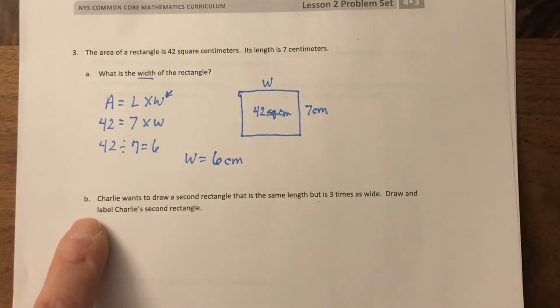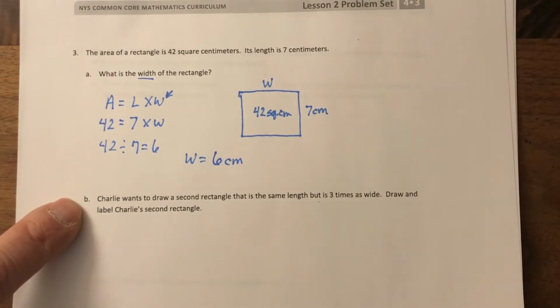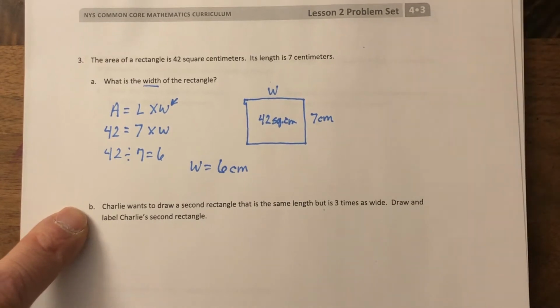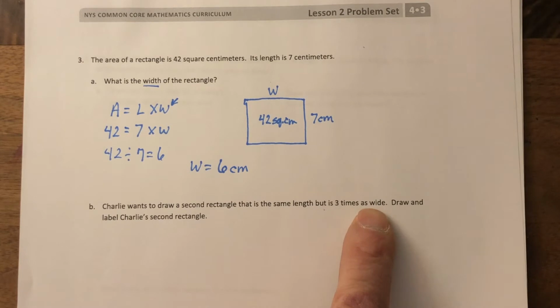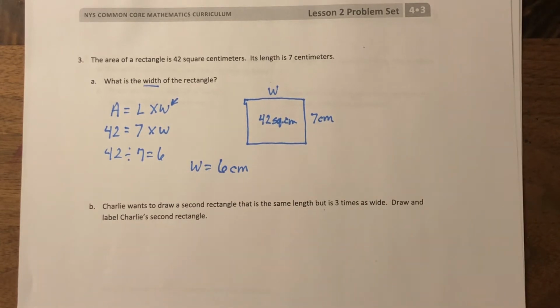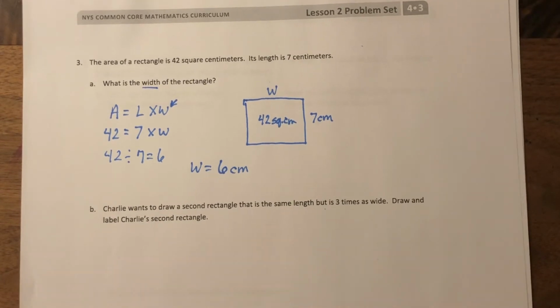So it's still working off of this. See, there's an A and there's a B. So Charlie wants to draw a second rectangle that's the same length, but is 3 times as wide. Oh, there it is, the multiplicative comparisons. We'll draw and label Charlie's second rectangle.